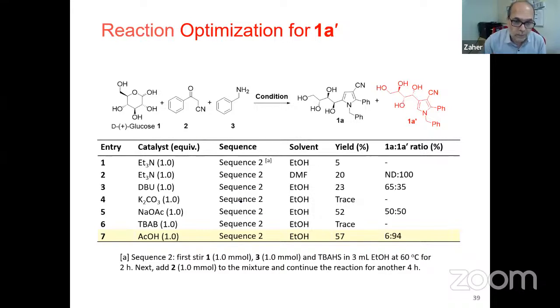Therefore, we adapted sequence 2, as you can see here, and we screened different types of bases and also acids. We found that depending upon the catalyst that you use, the best results are obtained when acetic acid is used as the catalyst in this reaction. And for this case, the selectivity we obtain is about 94% selective towards our desired product, which is 1A dash. And the yield for this is 57%, right?